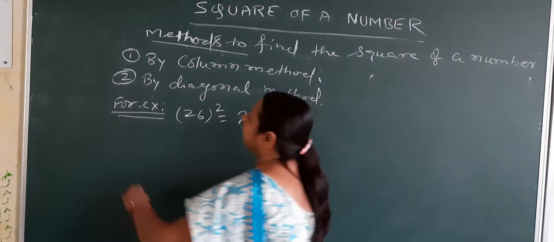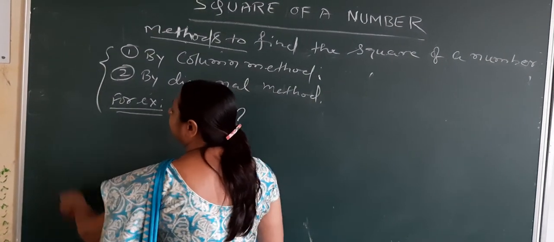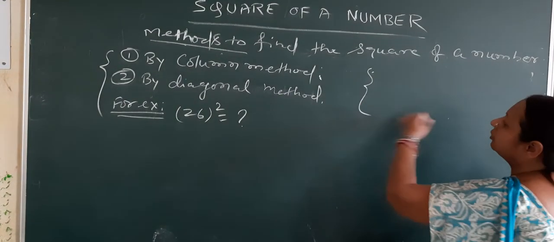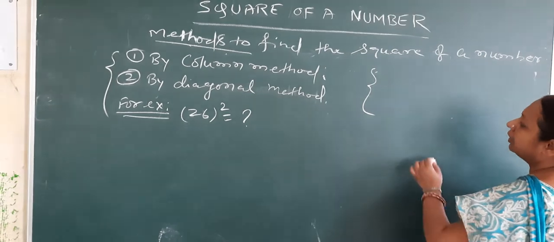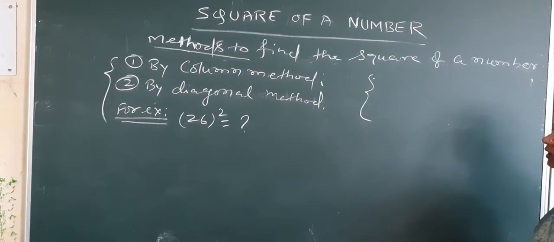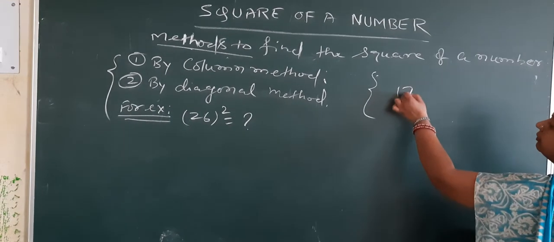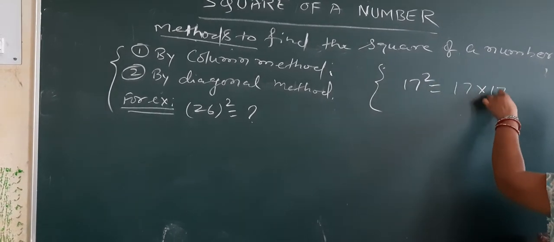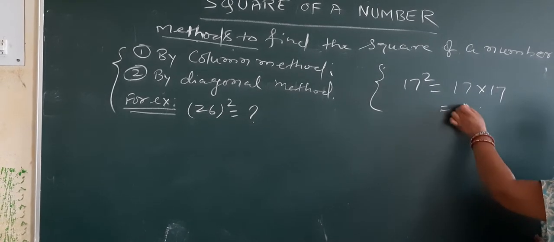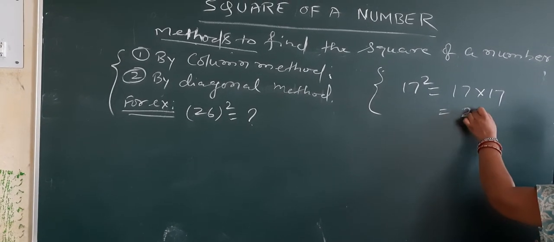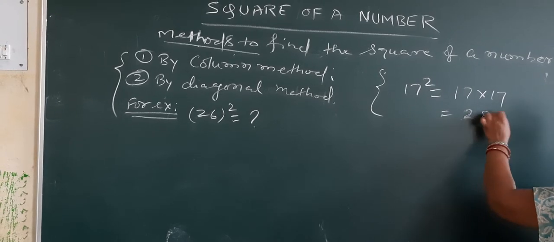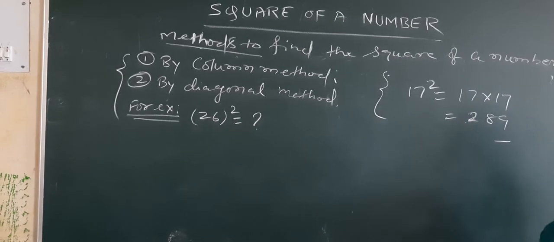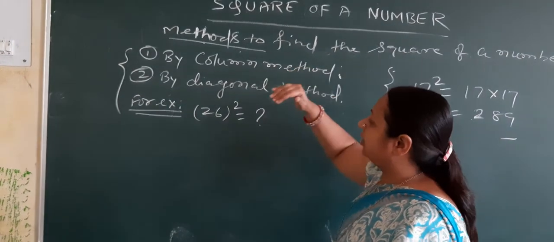The one method is only by multiplying the number. When we have to find the square of any number, we only multiply that number by itself. Suppose we have to find the square of 17, only multiply 17 by 17. After multiplying, we get the result of the square of 17. So, see the first method, column method.